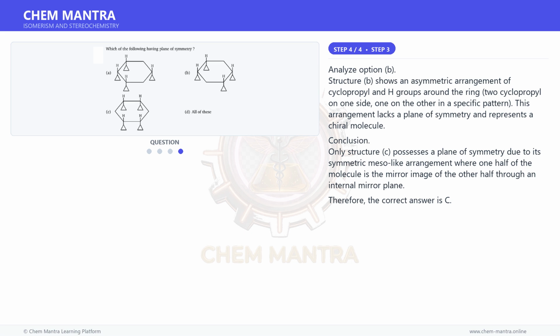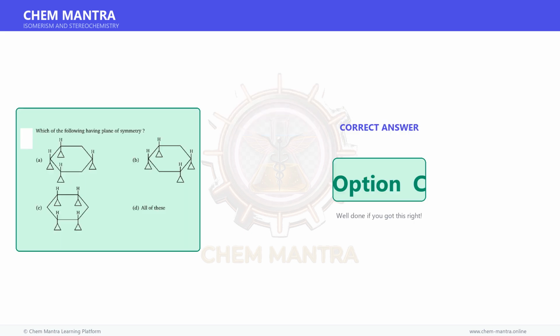Conclusion. Only structure C possesses a plane of symmetry due to its symmetric meso-like arrangement where one half of the molecule is the mirror image of the other half through an internal mirror plane. Therefore, the correct answer is option C.